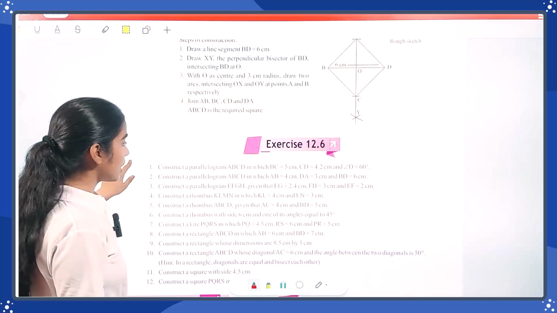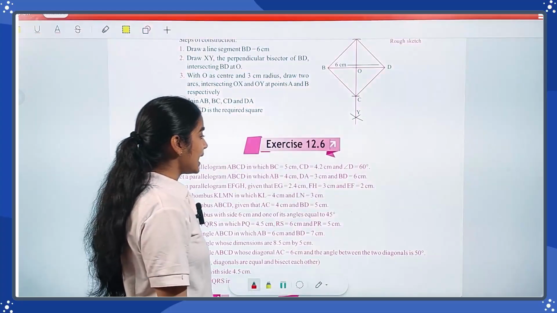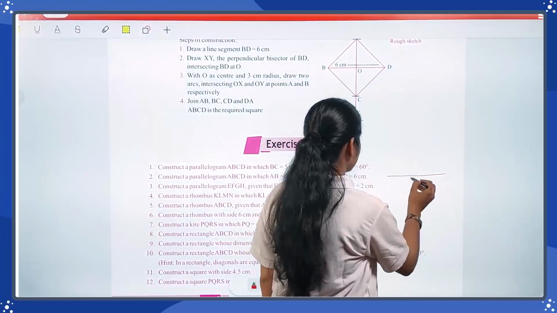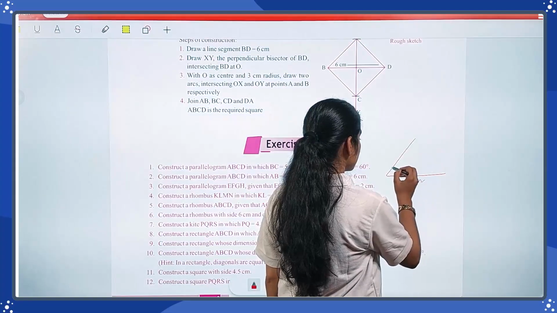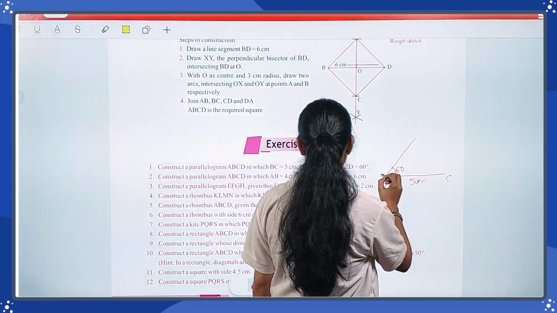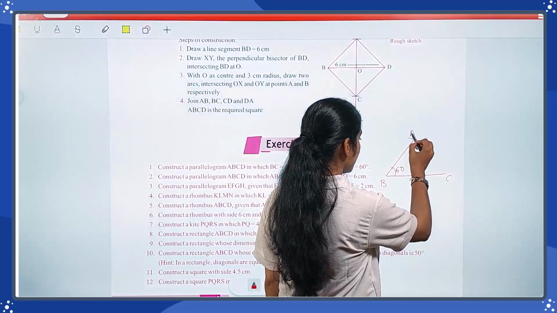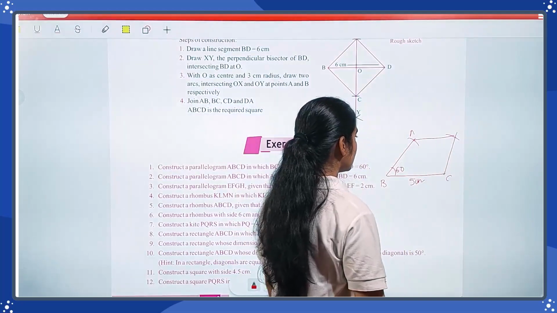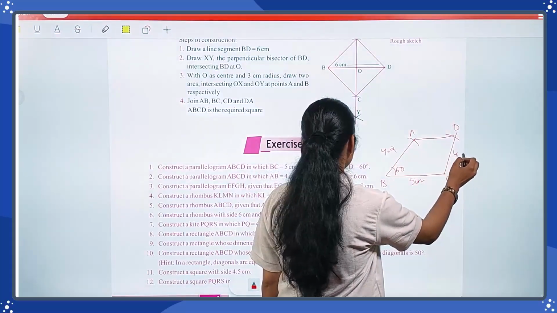Construct a parallelogram ABCD in which BC is equal to 5 centimeter, CD is equal to 4.2 centimeter and angle D is equal to 60 degrees, which means the opposite sides are equal to each other. So 5 centimeter, and your angle is 60 degrees. Now with points B and C, mark an arc of 4.2 centimeter here as A, and then mark an arc of 4.2 centimeter here. Connect these two lines together. This is your required quadrilateral, 4.2 centimeter and 4.2 centimeter.